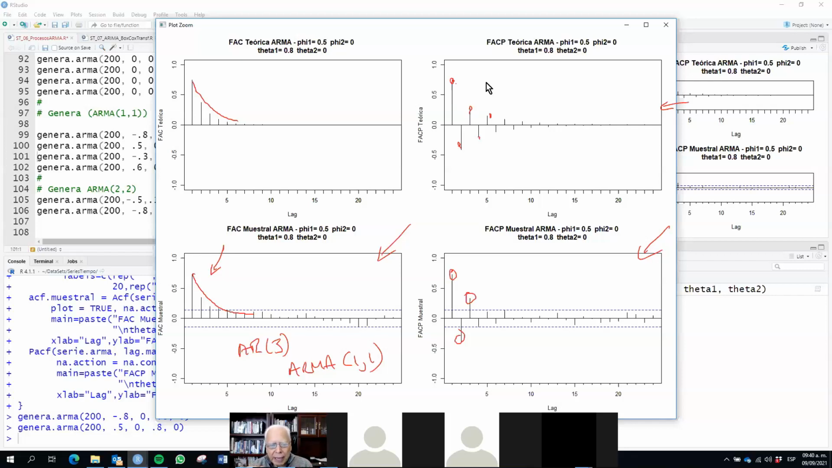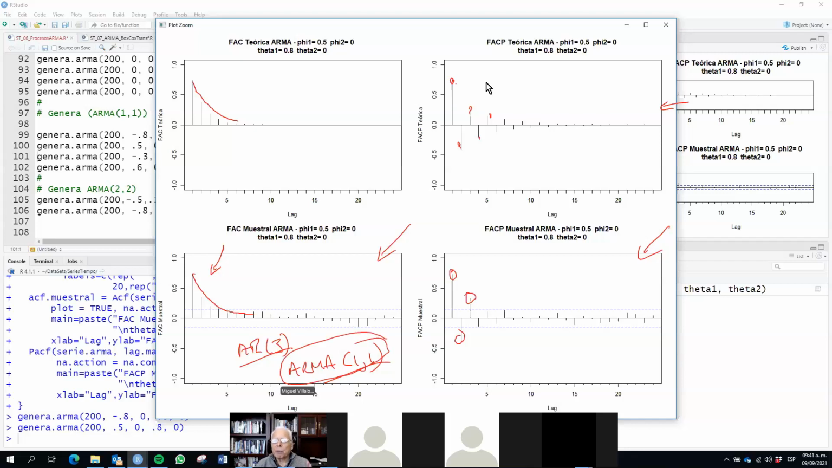So if you fit an AR3 model, you may get a reasonable model, but you also need to try the ARMA 1-1 and look at the model that best represents your series, and then, among those that give you a good representation of the series, select the one that's more parsimonious. So if we fitted these two models, probably we would get reasonable results in both, but we would choose the ARMA 1-1 because it's more parsimonious.